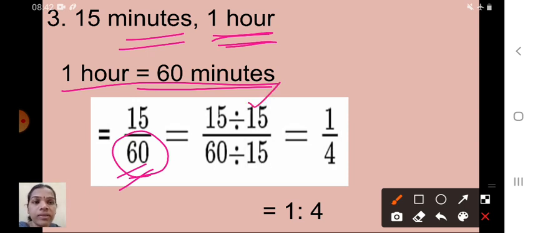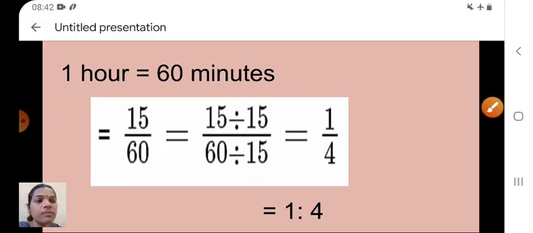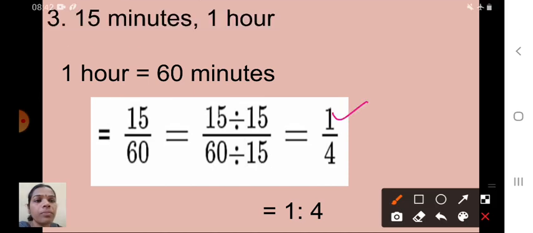So yes, say here children, we have to divide by 15. Okay, 15 is divided by 15 upon 60 is divided by 15. That means what will come? Yes, 1 upon 4 or 1:4. Okay, shall we go to next one now? Fourth sum.